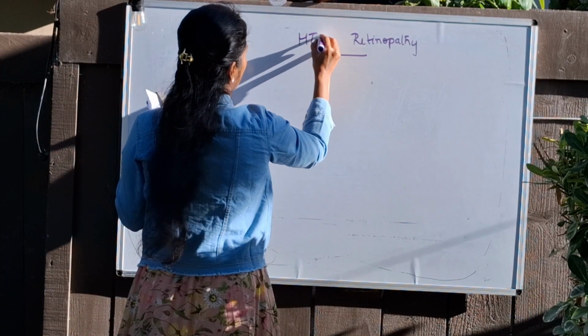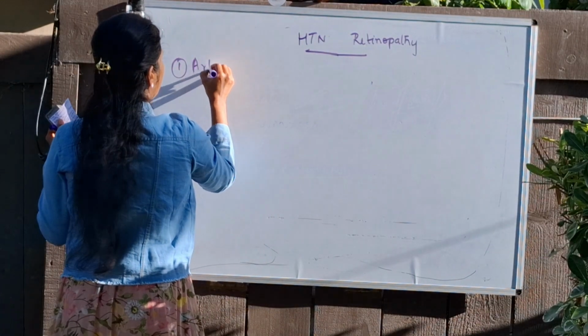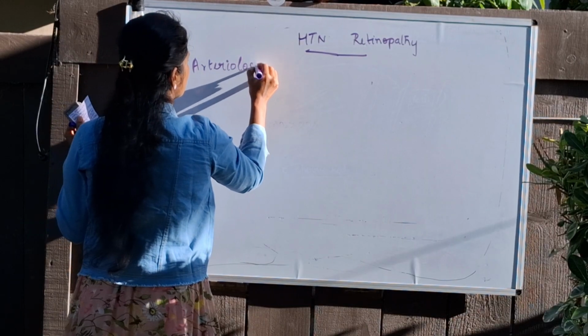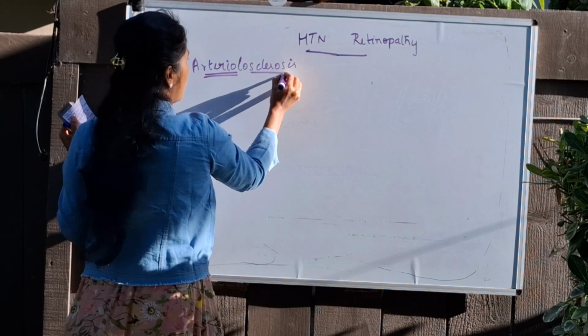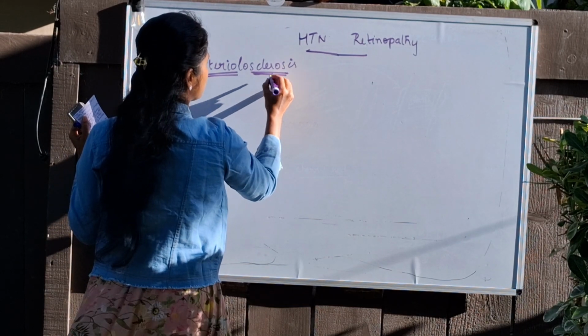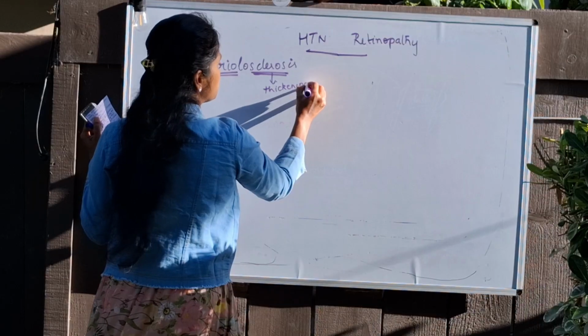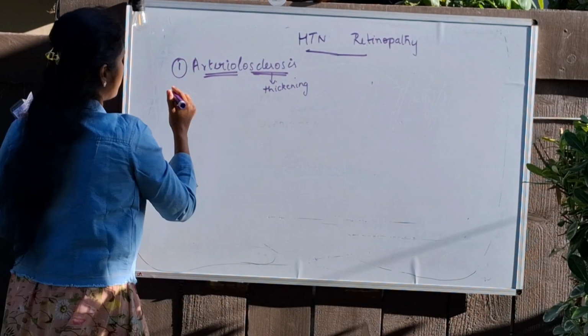In hypertensive retinopathy, the first one is arteriolosclerosis. As the name says, here the arterioles undergo sclerosis. What is sclerosis? Sclerosis is thickening of the arterioles. This happens because of hypertension, or in hypertensive retinopathy. What is the second one?